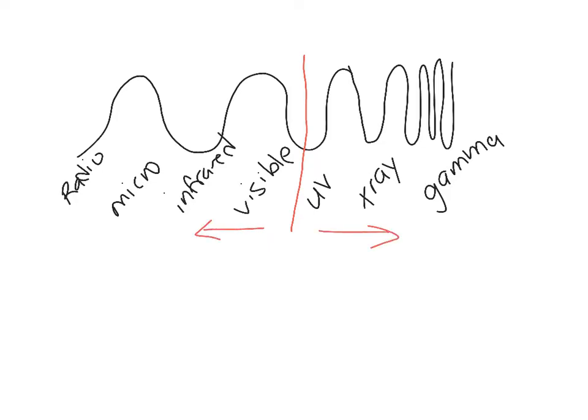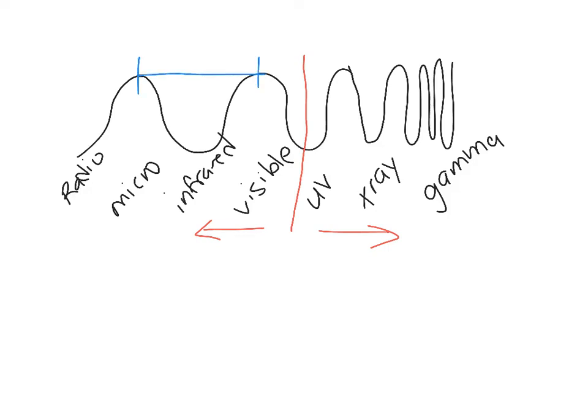dangerous. UVs come from the sun, they can cause skin cancer. X-rays, when you have X-rays, you have to wear that lead plate to keep the rest of your body safe. And then gamma rays are used in cancer treatment, but are also given off from things like nuclear power plant meltdowns. It's extremely dangerous.